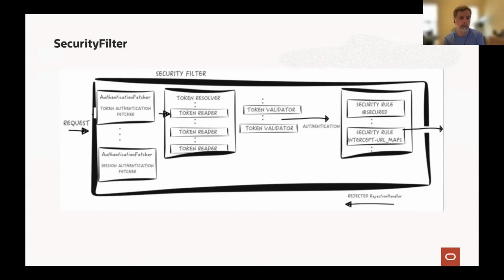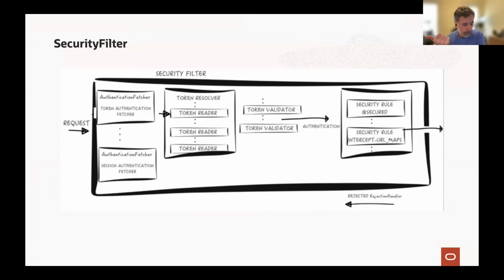So for the token, there's a ton of code in Micronaut security for JWT and OAuth. So that section, the token resolver, token validator, that isn't done. That's only done really for token-based auth. But there's various token readers and validators, layers of those. And then, once all that's checked, you hit the security rules, which is the @secured, the URL maps.